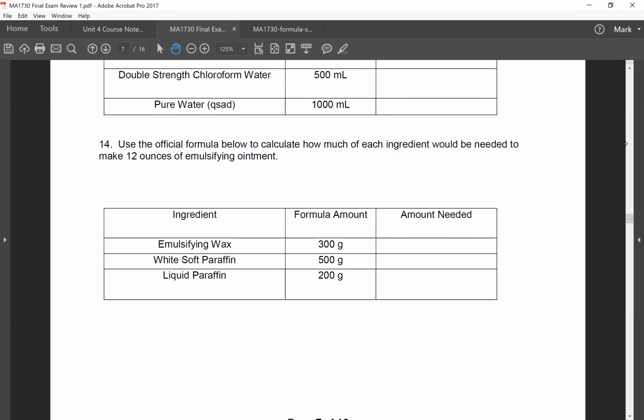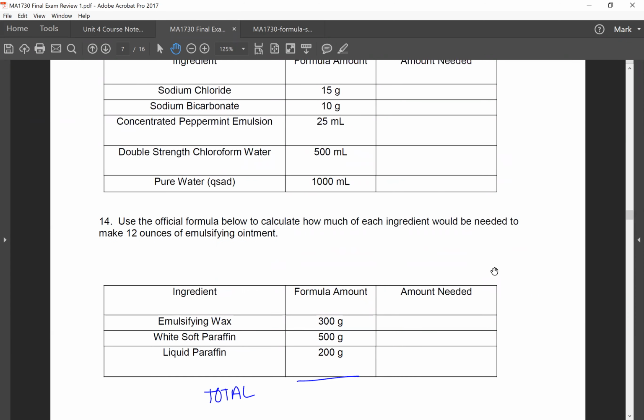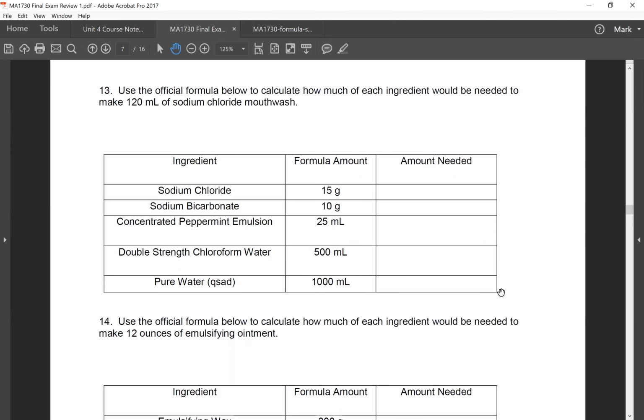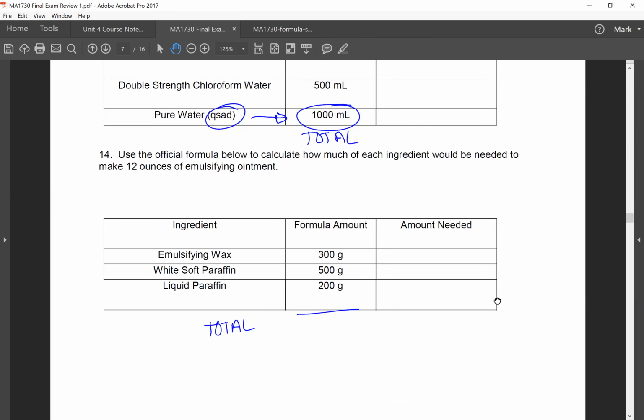So the first thing I'm going to do is figure out how much total ointment do we actually get? Now, in question number 13, which I do recommend that you practice, I know that this is the total. And how do I know it's the total? Because QSAD tells me that. It's that Latin where it means like adding water until we get 100 milliliters. So if you see QSAD, that is the total volume of solution. But the one on your final is more like this one.